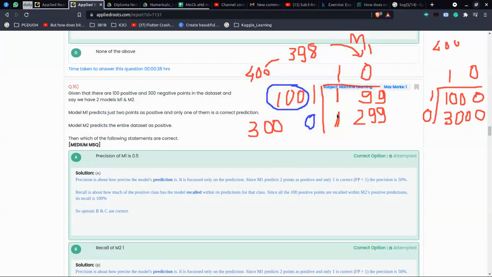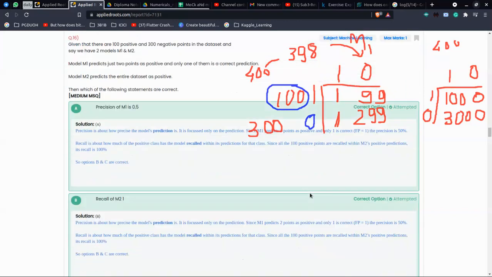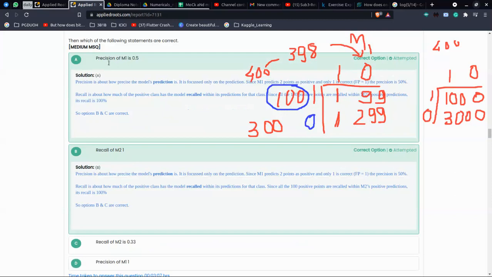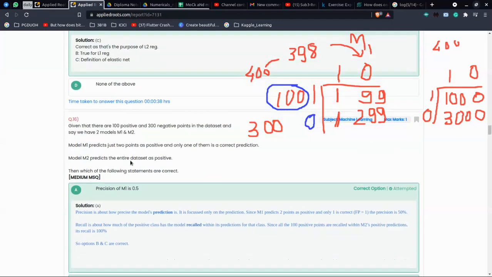So the whole hard work is to create this kind of confusion matrix, right? And do not get confused while creating it. We can directly answer, because they are just asking for precision and recall, and they have given data with respect to positive points. But just practice it once.